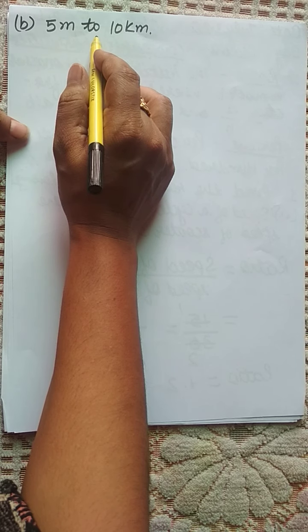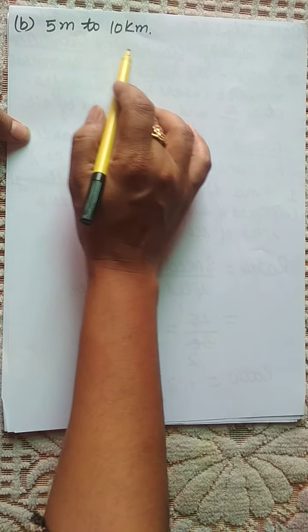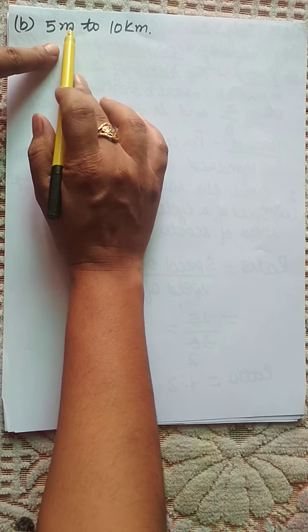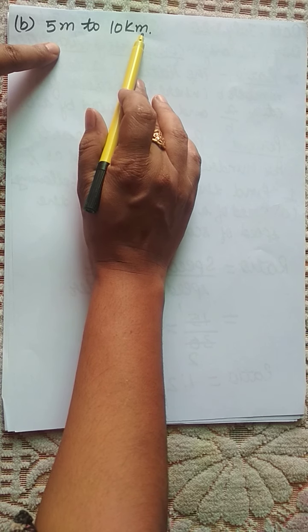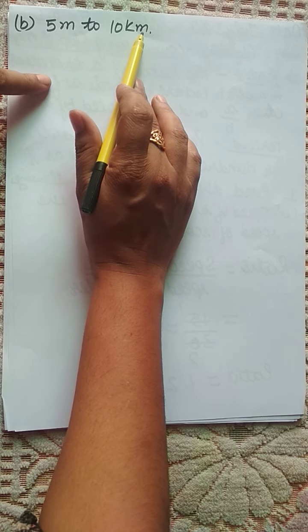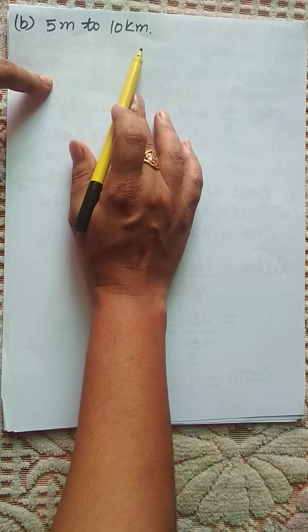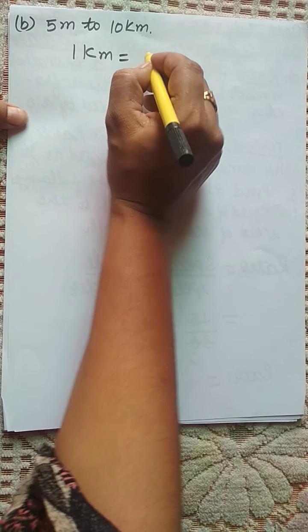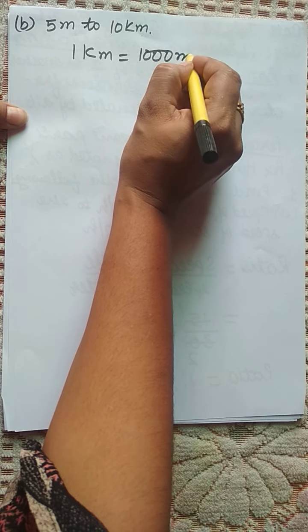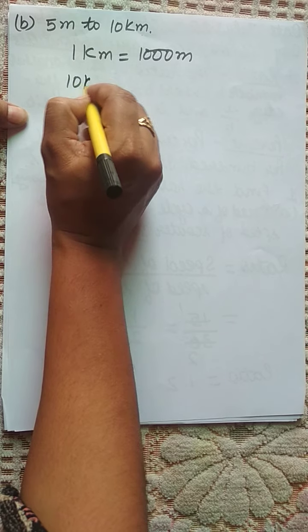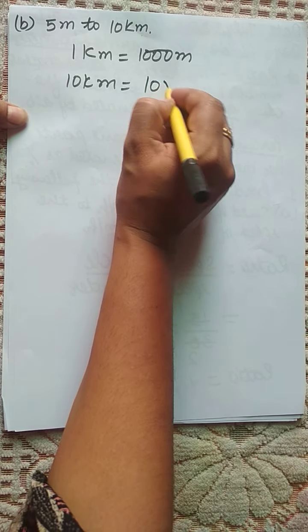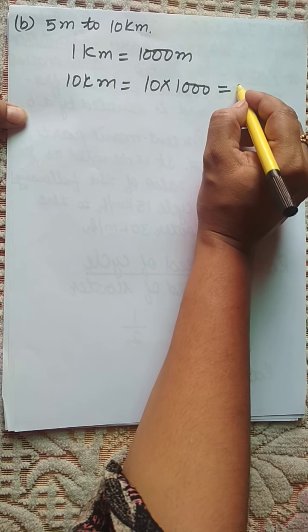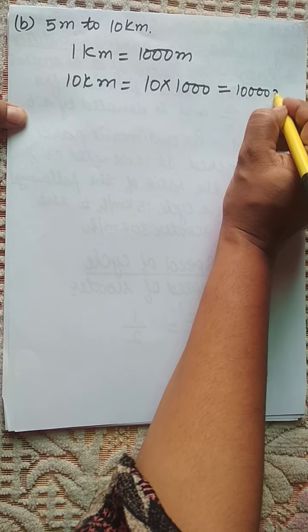Second part is 5 meter to 10 kilometer. Again we are to find out the ratio. Students, you can see very clearly that the first term is in meters and the second term is in kilometers. So firstly I have to convert this term into meters. We know that 1 kilometer is equal to 1000 meters. So 10 kilometer will be equal to 10 multiplied by 1000, which can be written as 10,000 meters.